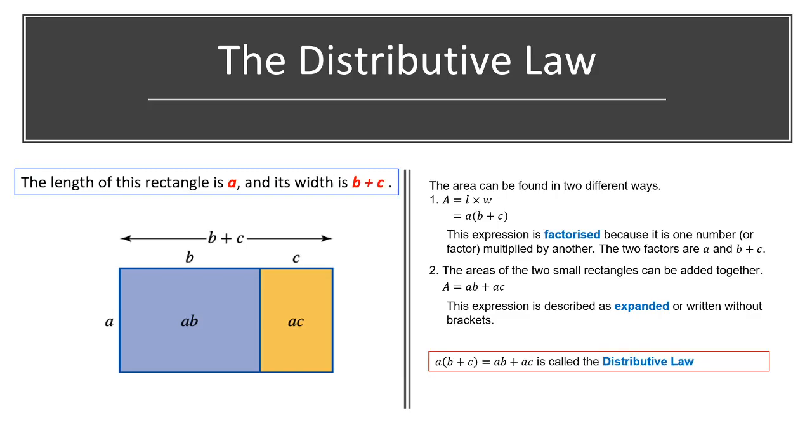Now, we know that from before, these two are exactly the same amount. So we can say that A outside of B plus C is the same as AB plus AC, and we call this the distributive law.